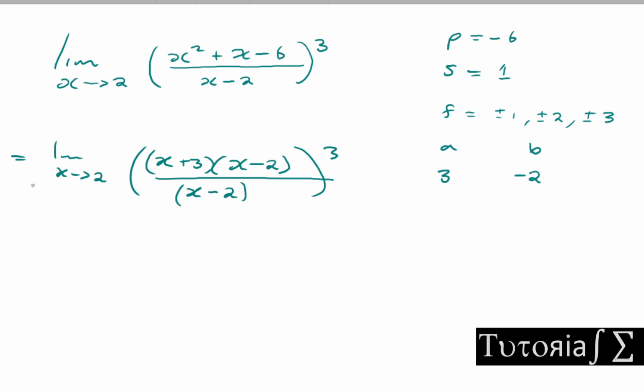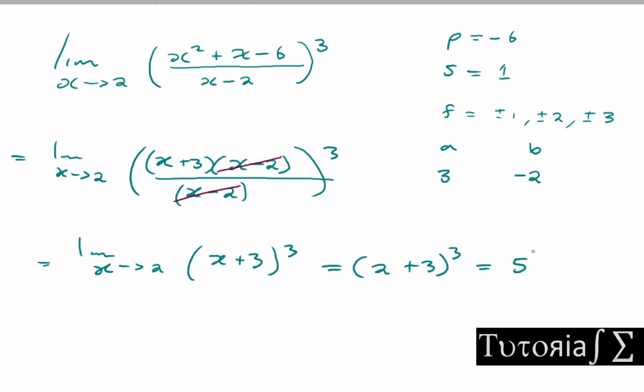Then you see that inside here, the x minus 2 and the x minus 2 cancel out, and what we are left with is the limit as x approaches 2 of 1 over x minus 2 squared... we plug in 2 now: we have 2 plus 3 to the power 3, which is just 5 to the power 3, which can be simplified as 125. So that is what you do here.